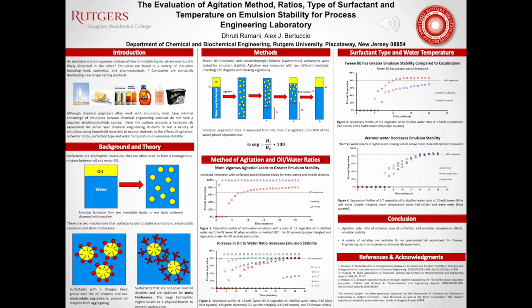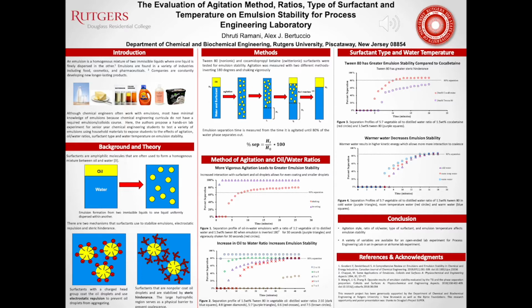So what is an emulsion? An emulsion is a homogeneous mixture of two immiscible liquids where one is finely dispersed in another. And you can find emulsions in a variety of different industries such as food, cosmetics, and pharmaceuticals. Although they're found in a variety of different areas, they're not commonly studied. So this is my proposal of adding a hands-on lab to the chemical engineering undergraduate curriculum.